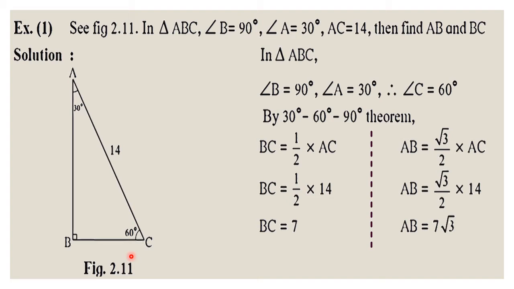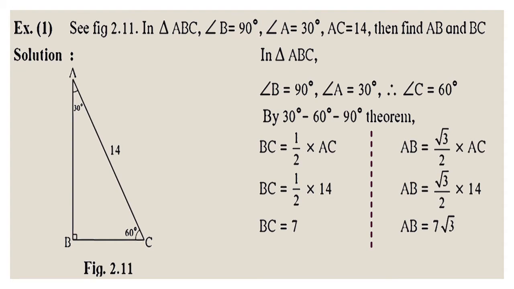So clearly this is an application of the 30, 60, 90 degree theorem, wherein it says that the side opposite to 30 degree, that is BC, is half of hypotenuse. So BC is half of AC, and the side opposite to 60 degree, that is AB, is root 3 by 2 into hypotenuse. So very simple applications. Now substitute the value of AC in both the equations. Then half into 14 is 7, and root 3 by 2 into 14 is 7 root 3. Very simple application of the 30, 60, 90 degree theorem.